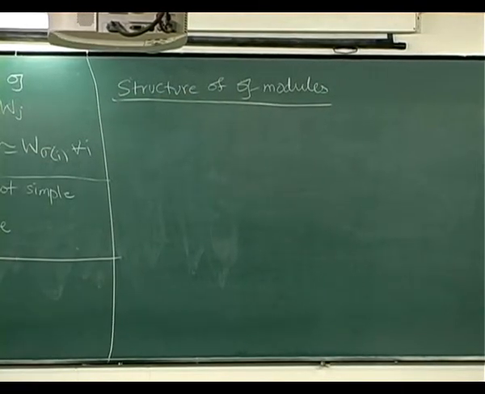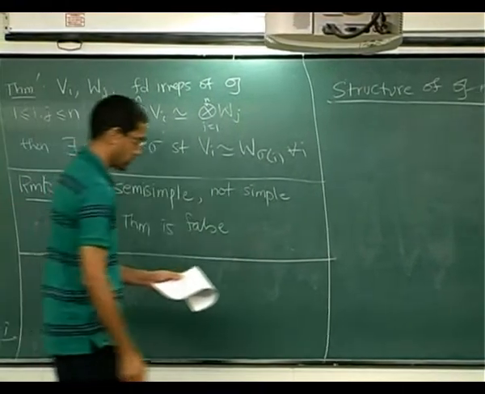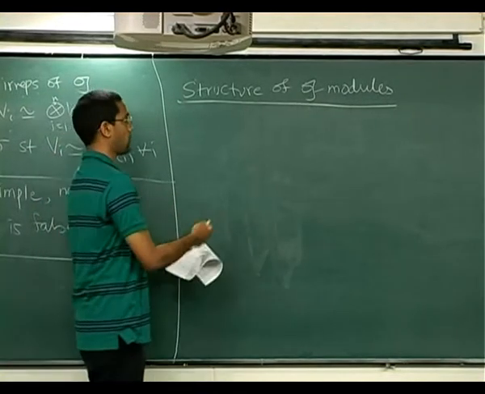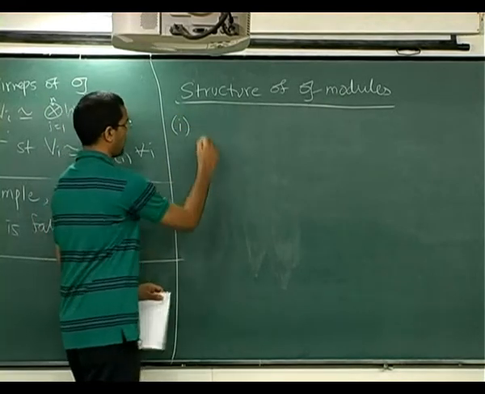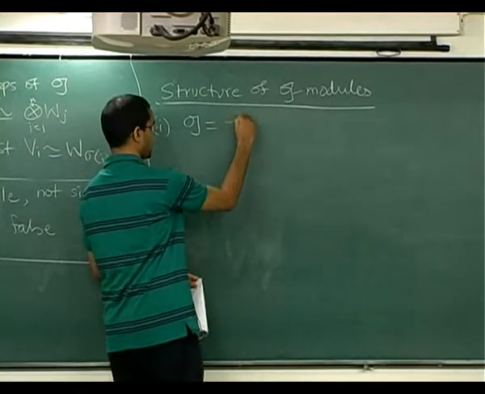That we need to analyze these kinds of representations. So the structure of G modules, if G is a simple or more generally semi-simple Lie algebra. So firstly, the structure of G itself, the Lie algebra G has what's called the root space decomposition.